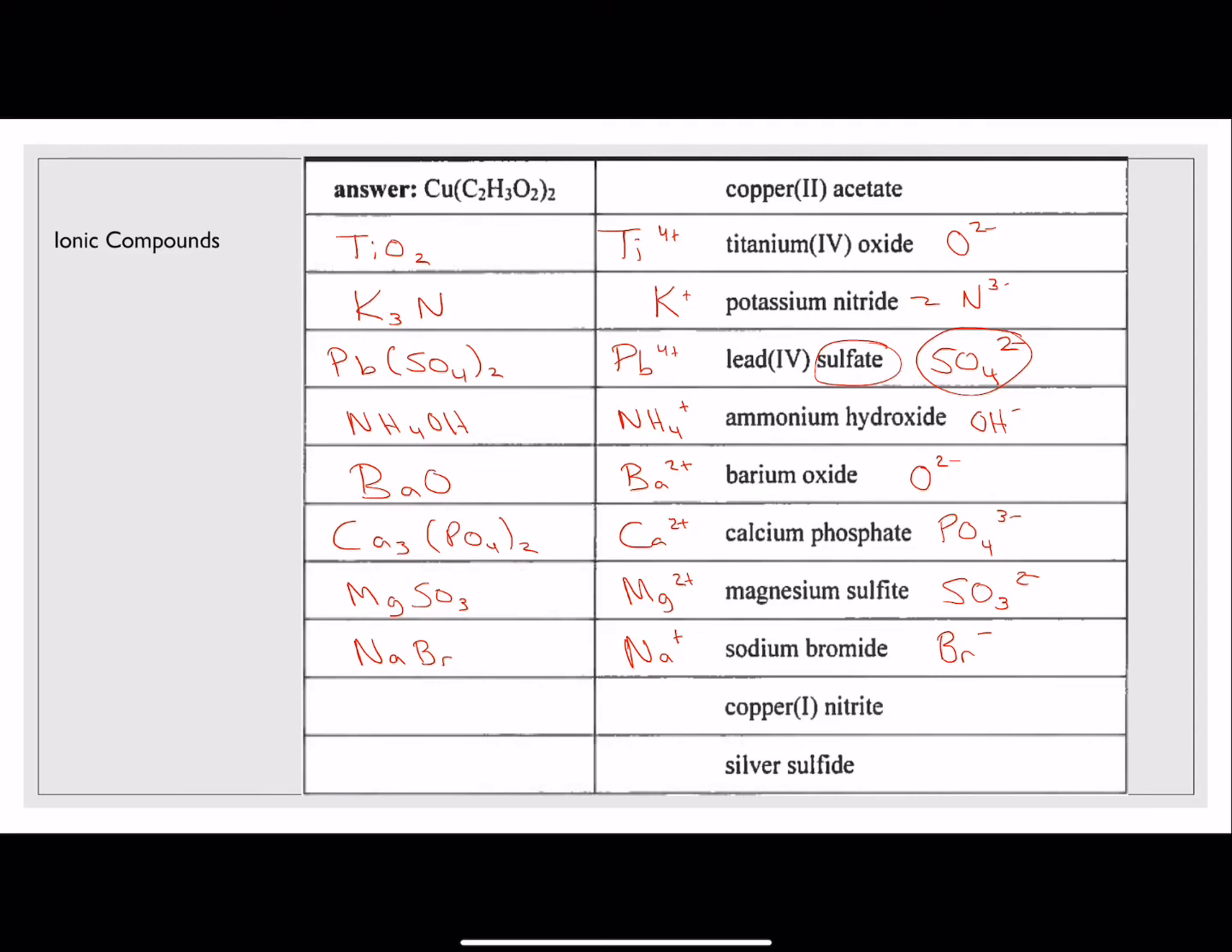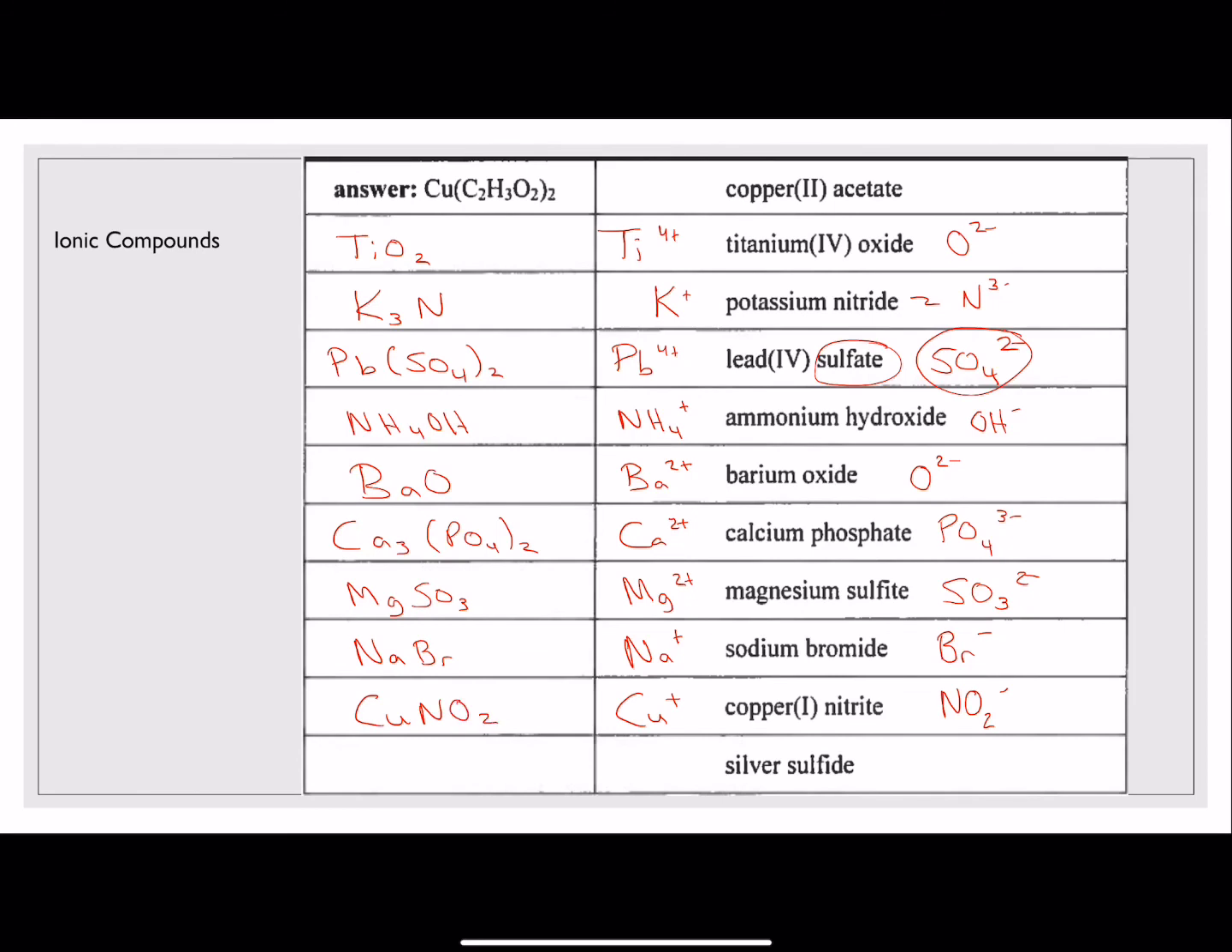The next one, copper 1 nitrite. If it's copper 1, and copper can take on 2 possible oxidation states, it can be copper 1 or copper 2, but copper 1 tells us that it's copper with a +1 charge. Nitrite, if you remember, nitrate is NO3 minus, so nitrite must be NO2 minus, like that. Again, they're going to balance each other out, +1 and -1 to give us CuNO2.